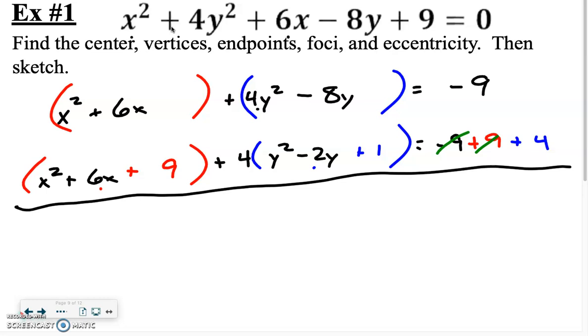So all that we're going to do is regroup to where we have the x's together, we have the y's together. I'm going to move that constant to the right side. And then we're going to try to complete the square. We said before, completing the square, especially on the y term, we had to factor out the 4. So we've now completed the square. We've added the 9 to the other side.